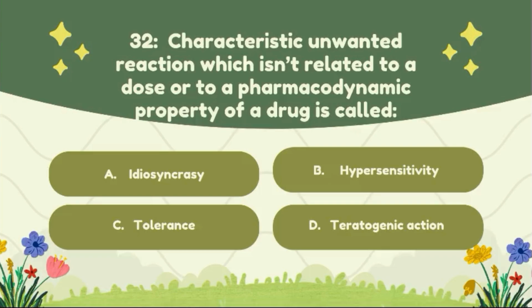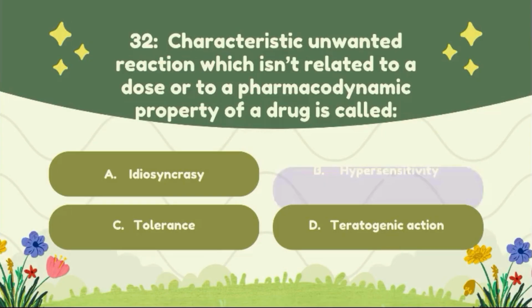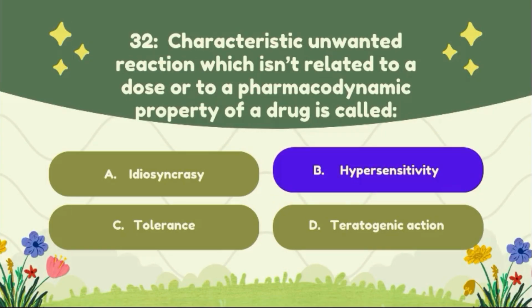Question 32. Characteristic unwanted reaction which is not related to a dose or to a pharmacodynamic property of a drug is called A, idiosyncrasy, B, hypersensitivity, C, tolerance, and D is teratogenic action. The correct answer of this question is hypersensitivity. B is the correct answer, hypersensitivity.